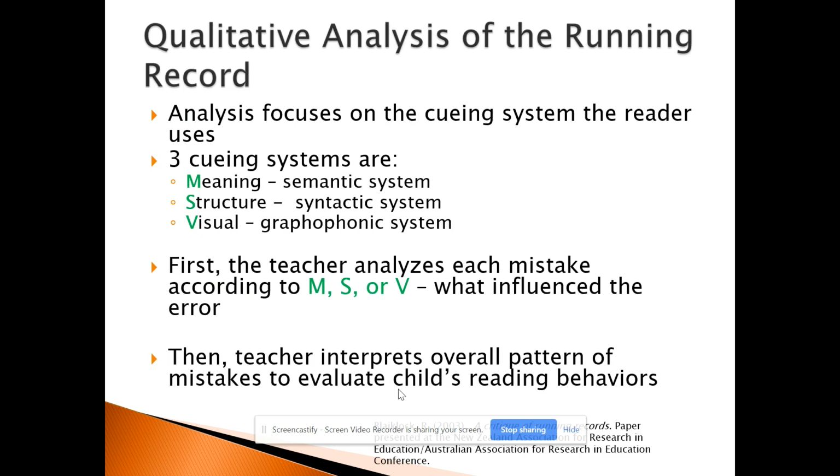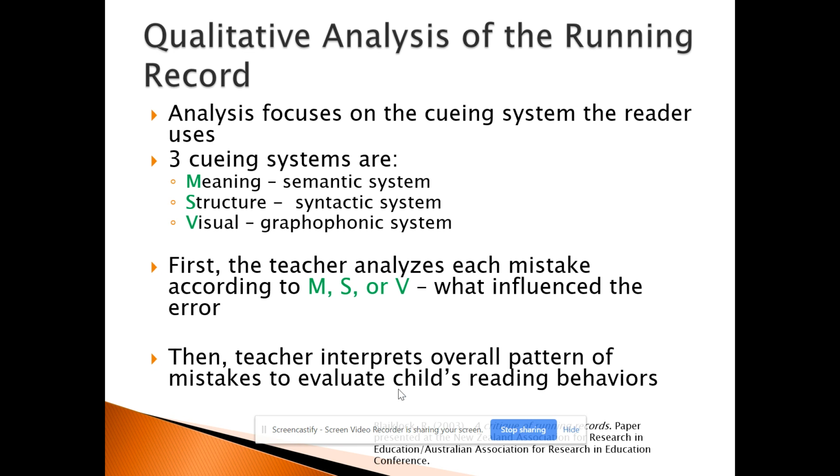Once we've gotten our analysis and we know our numbers, we have to look at the quality of the errors that the students are making. What's the qualitative analysis? Why is the student making this error? And we do that by looking at the 3 cueing systems. We talked about this previously in the reading processes seminar. We did the activity where you decoded a comprehension code based on the 3 Little Pigs.